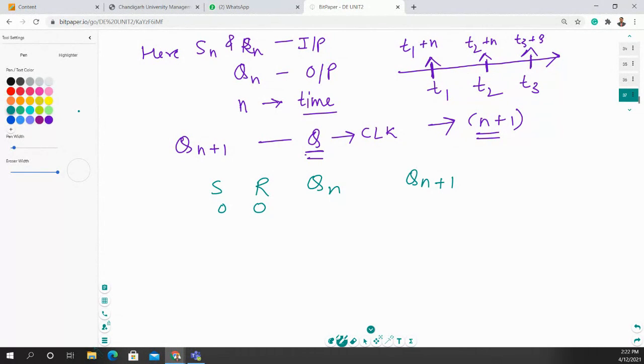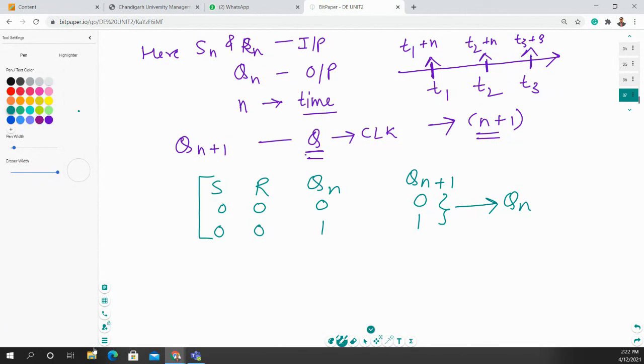Use S and R as 0 0, and the output is also 0. Qn is 0 and Qn plus 1 is also 0. And when you apply the Qn value as 1, then your output is going to change to 1. So it is changing from 0 to 1. We can represent this as depending upon the previous state. This is the first case for the 0 0 input.